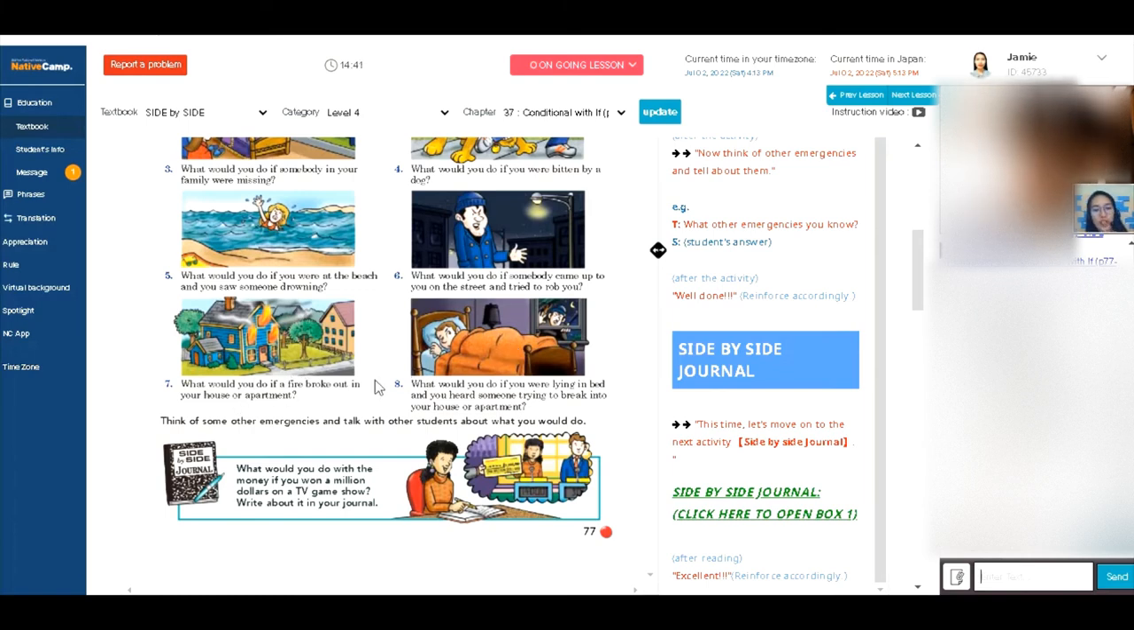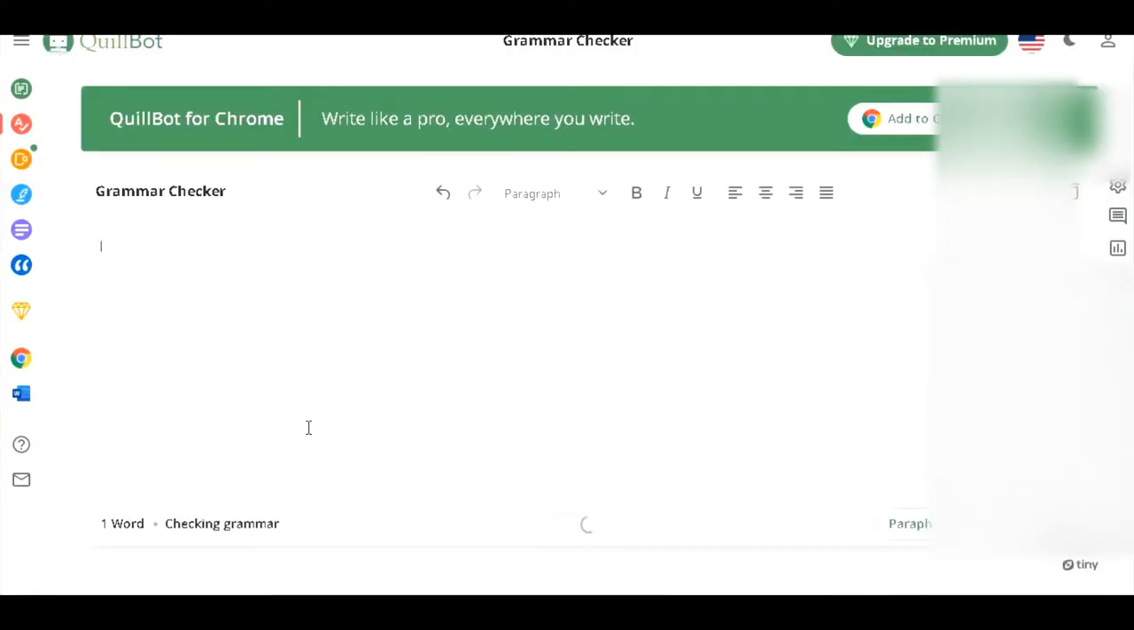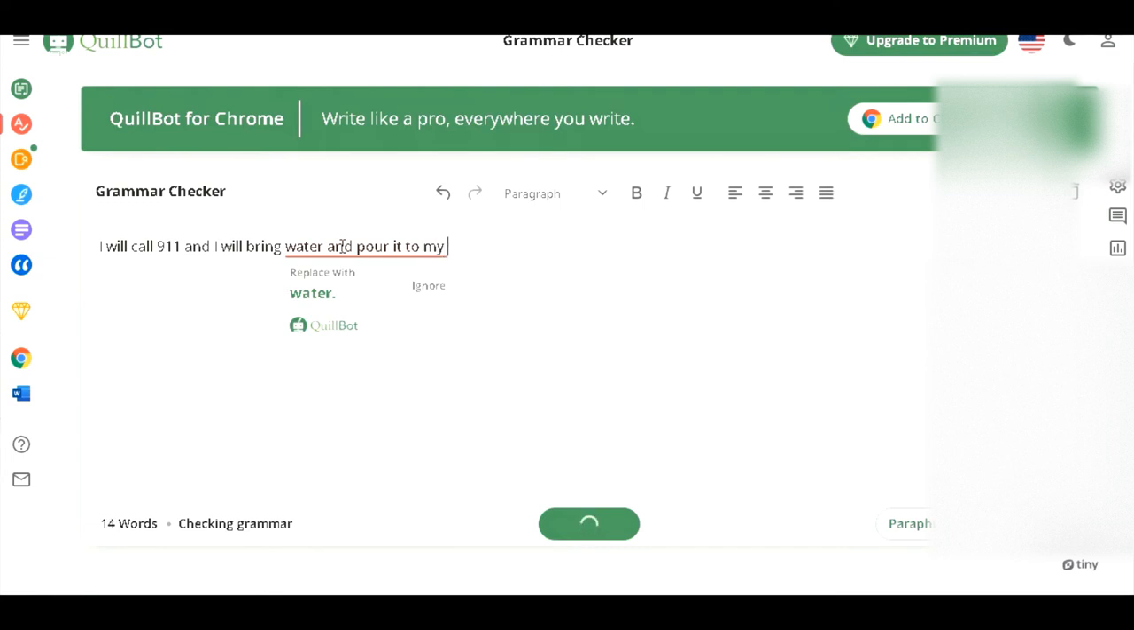Okay, let's move on to number 7. What would you do if a fire broke out in your house or apartment? Okay, I will call 911 and I will bring the water. What will you do with the water? Sprinkle water.